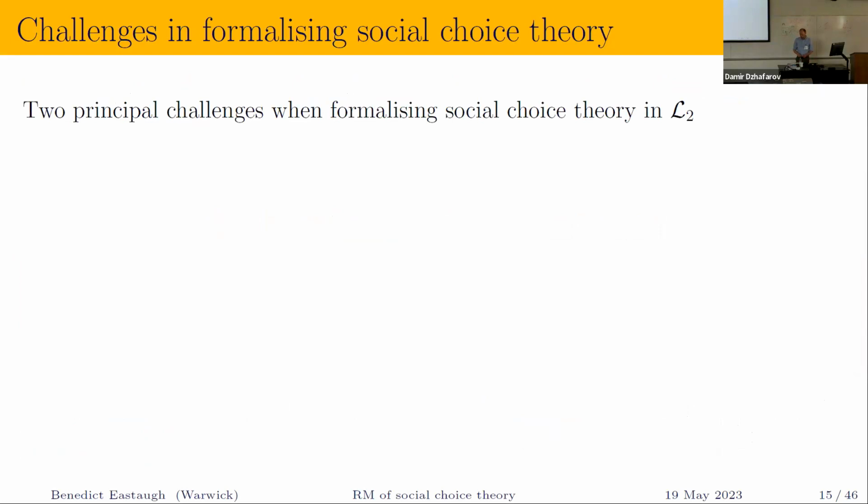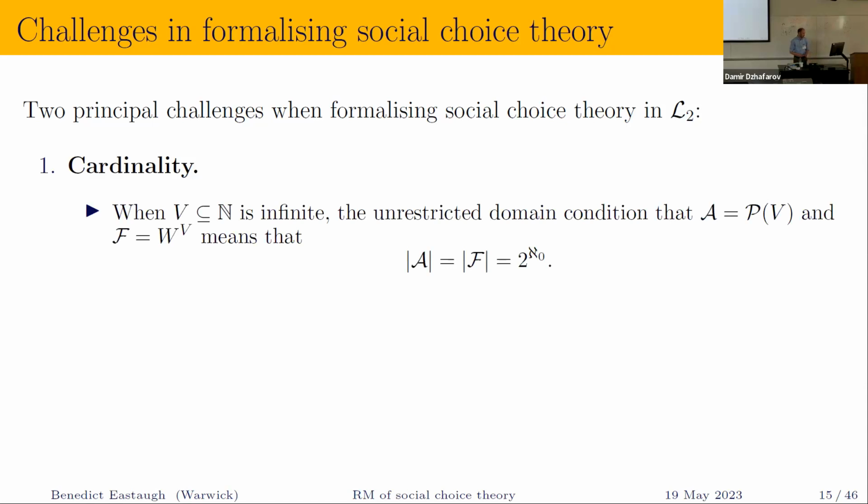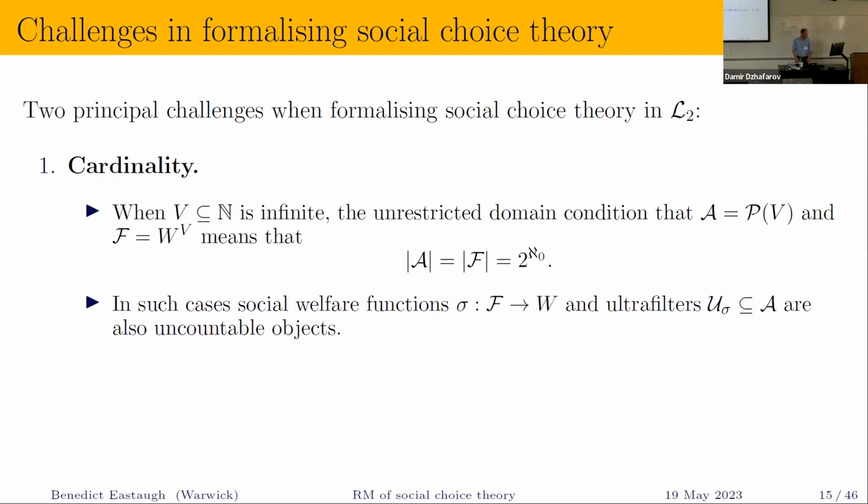Okay, so there are some fundamental challenges, obviously, for formalizing this stuff in second-order arithmetic. One is cardinality, obviously. So if you have an infinite set of voters, then the unrestricted domain condition is not going to work, because you're going to get continuum many profiles, continuum many coalitions. And obviously, in such a case, the social welfare function and the ultrafilter are also going to be uncountable objects. So in particular, this is problematic because we can't quantify over them, and it makes stating everything kind of a pain. The other issue is, of course, effectiveness.